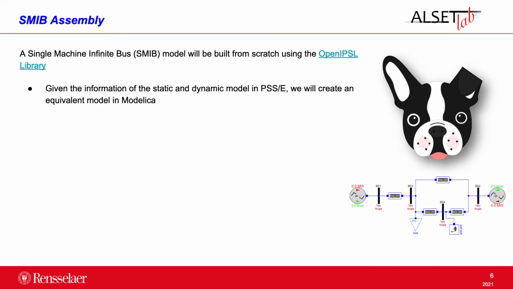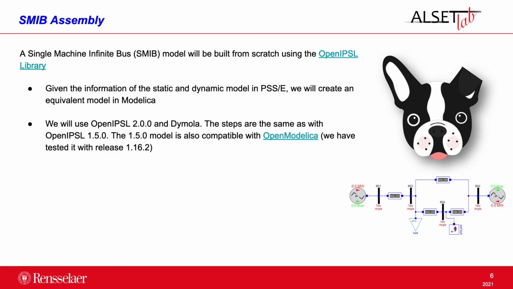So the main idea of this part of the tutorial is that we will be given the information of the static and the dynamic model in PSSE, and we will create an equivalent model in Modelica using the aforementioned library. For this tutorial, we will use the latest release of the OpenIPSL library, version 2.0, and we will use the Modelica IDE Dymola. However, the steps that we will do are the same as with the previous release, OpenIPSL 1.5.0. If you develop the model with this version of the library, you get compatibility with the open source IDE OpenModelica.